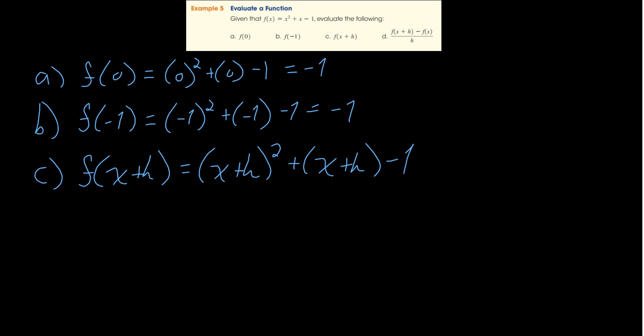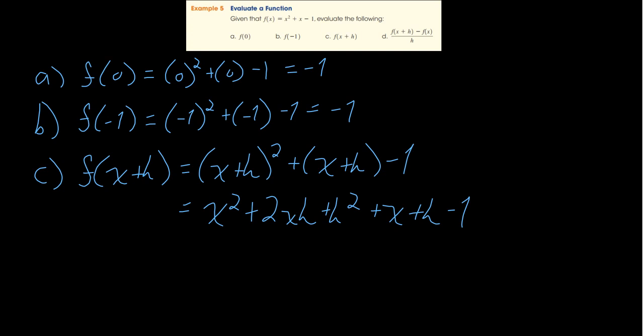All right, well, what is x plus h quantity squared? Well, that is x squared plus 2 times a times b, so that's plus 2xh plus h squared, plus x plus h minus 1. We're going to combine like terms. Do we have like terms? We don't have like terms, so we're done actually there. So that is C: x squared plus 2xh plus h squared plus x plus h. So that's f of x plus h.